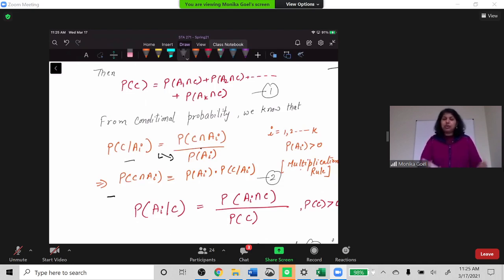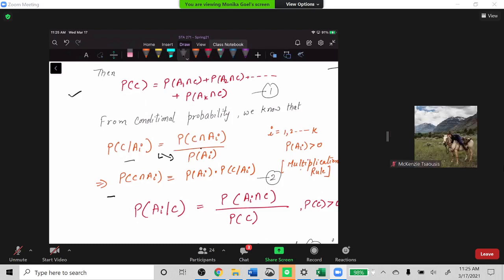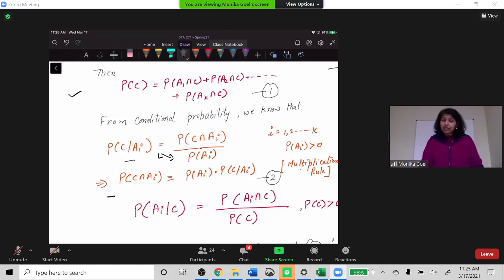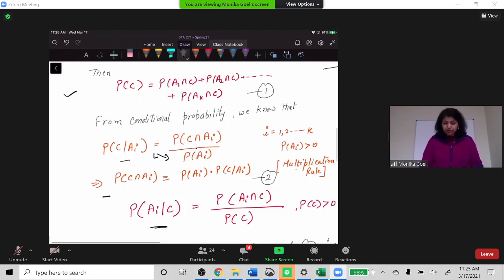So this is what we have done in conditional probability. We just looked at the probability of C, which is intersecting all the events, all the disjoint events. Now we need to find the probability of AI given C: A1 given C, A2 given C, AK given C. So how do we do that?